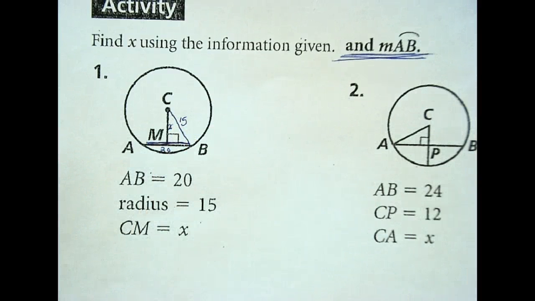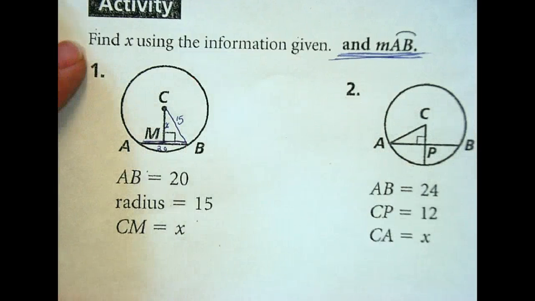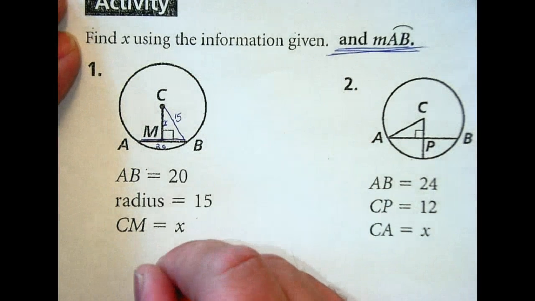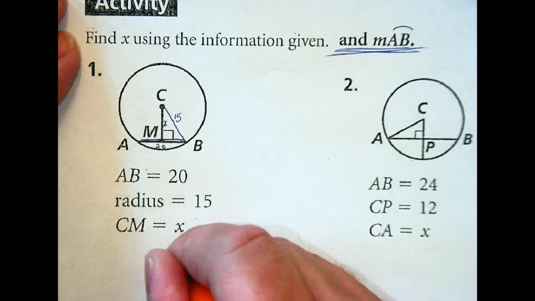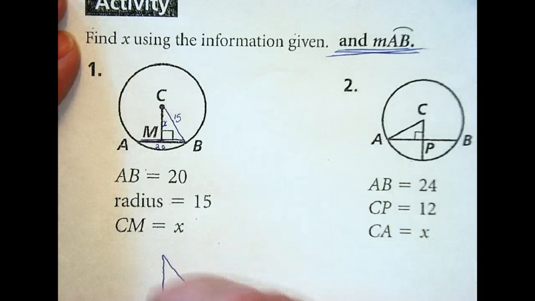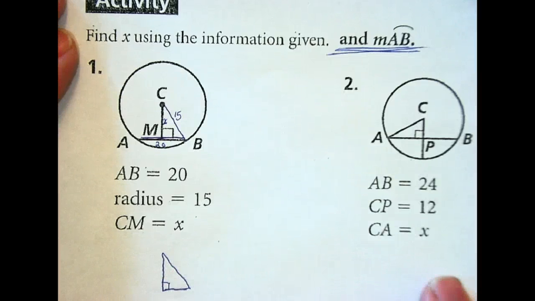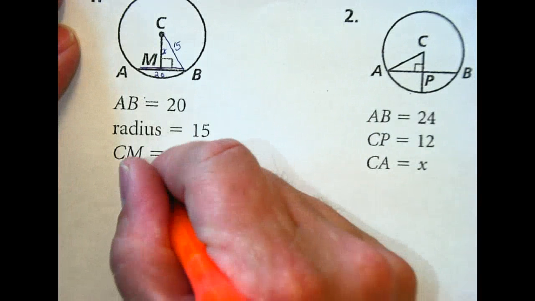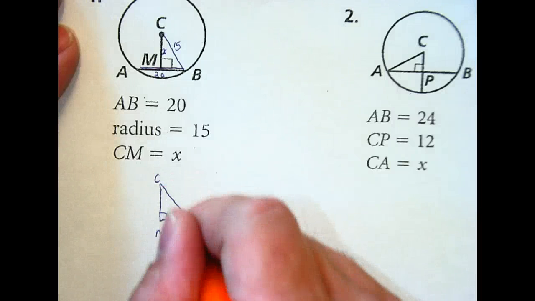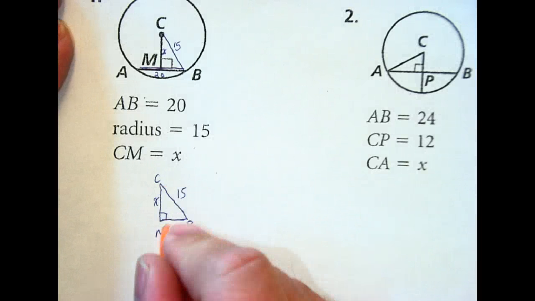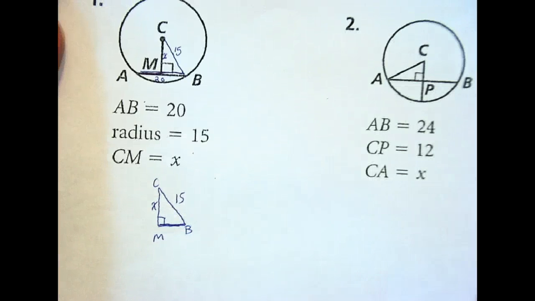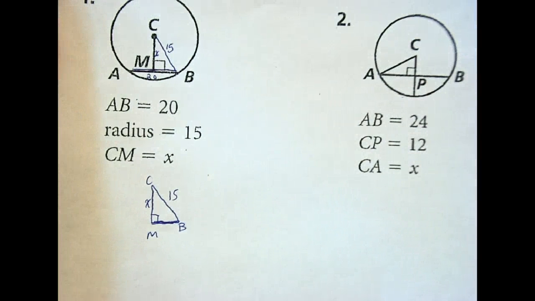All right? If it's helpful to you, pull that triangle out and redraw it. That sometimes helps out students. If I redraw that there and call this C and this M and this B, and then I got my 15 here, this is X. What's this length? 10. Now how do we know it's 10? Someone raise their hand and tell me. How do we know it's 10? Hannah, what do we got?